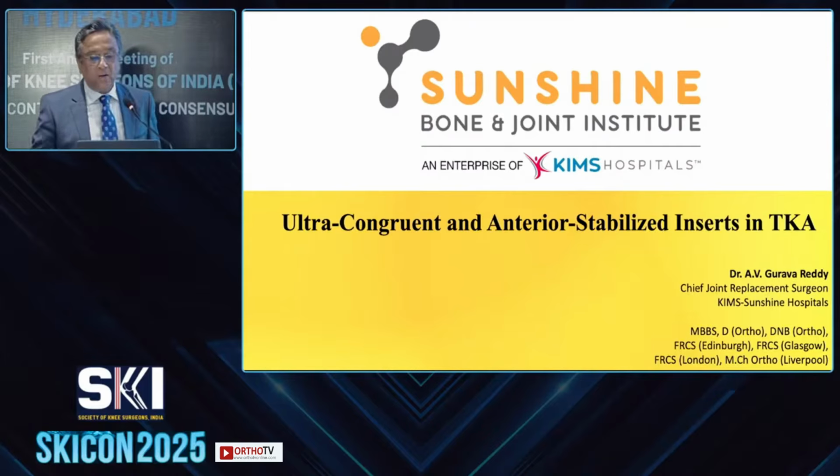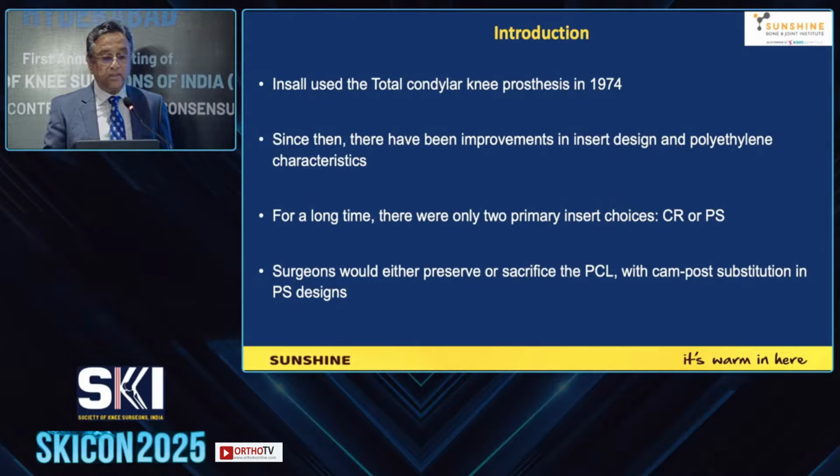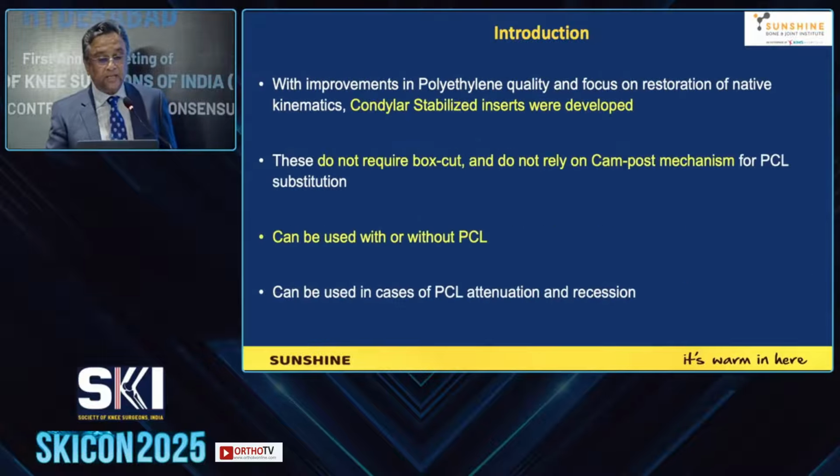My talk is on ultra-congruent and anterior-stabilized inserts in total knee arthroplasty. Insall used the total condylar knee in 1974. Since then, there have been improvements in insert design and polyethylene characteristics. For a long time, there were only two primary insert choices, CR and PS. CR from a New York group and PS from Doug Dennis's group. Surgeons would either preserve or sacrifice the PCL, with cam-post substitution in PS designs.